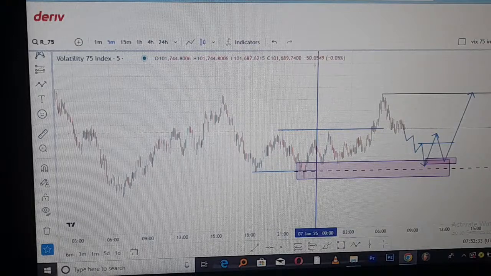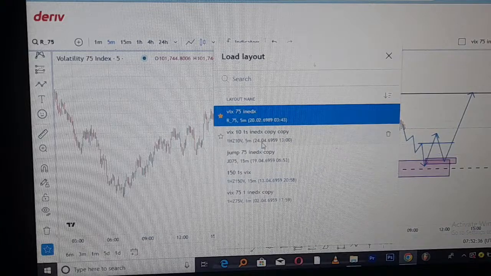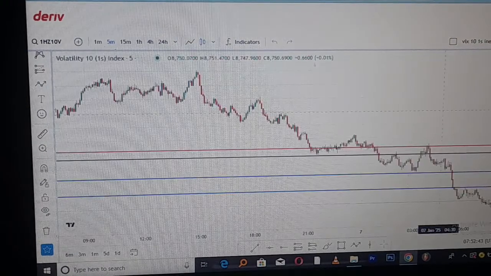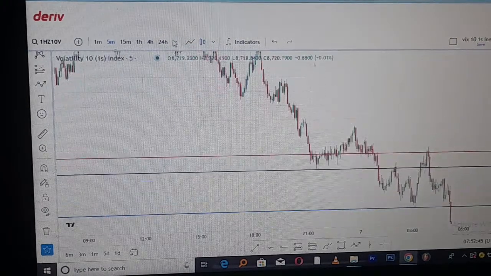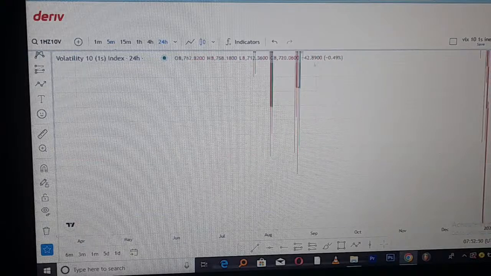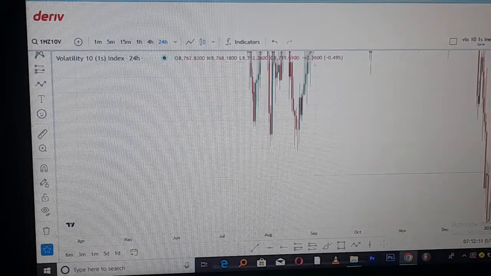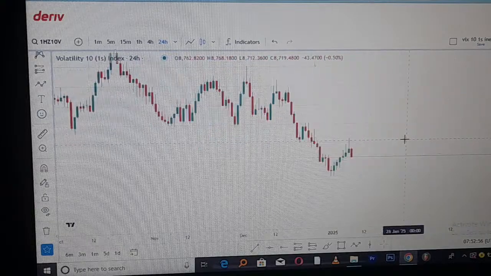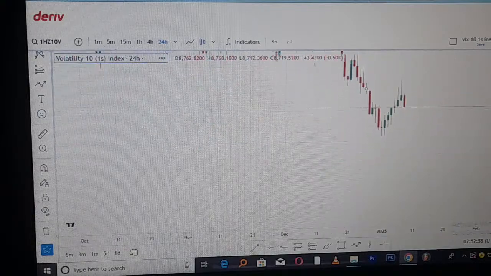Let me do it like this. We are going to bring out VIX 10, if you love VIX 10. We go to the higher time frame, that is our daily time frame, and then we clean everything. Whenever we come to the daily time frame, you know what we have to do. It's just to look for the daily bias. Now our daily bias today is a sell.